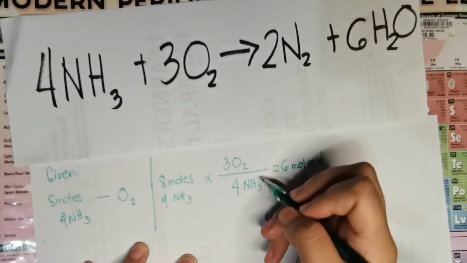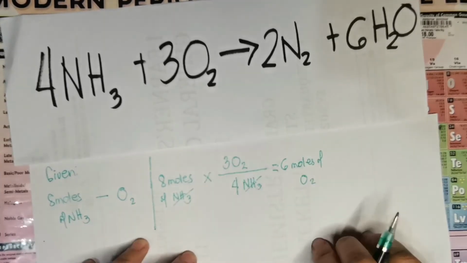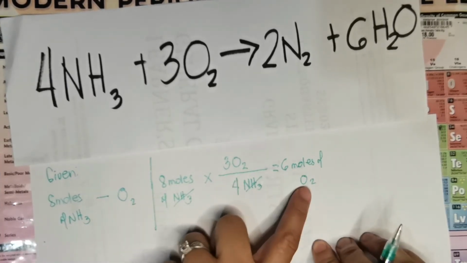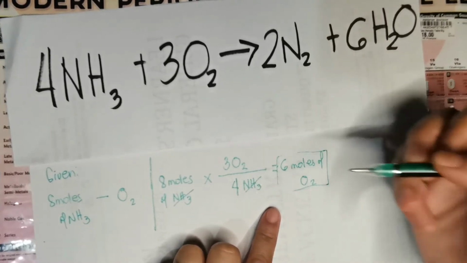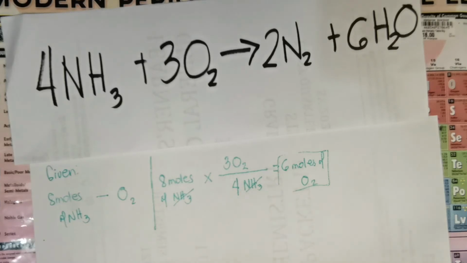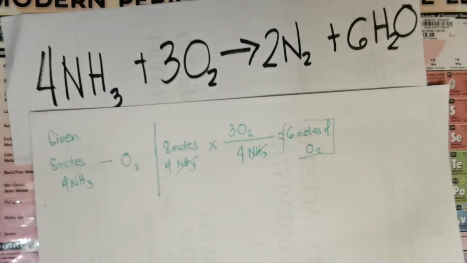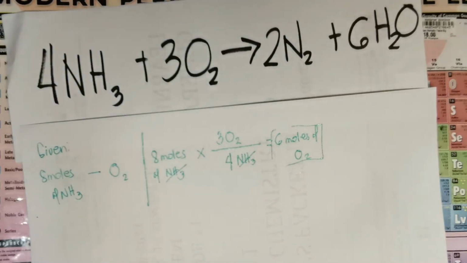But 6 moles na. Dahil cancel na si NH3, naiwan si moles at naiwan si oxygen, that makes the answer 6 moles of oxygen gas. Okay? So, yan, meron na tayo. And that is also the same answer.